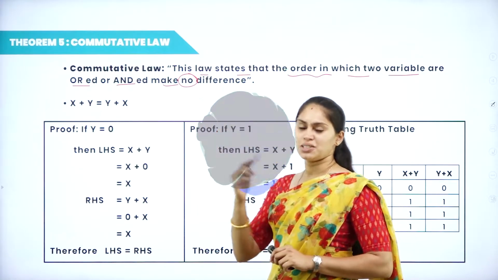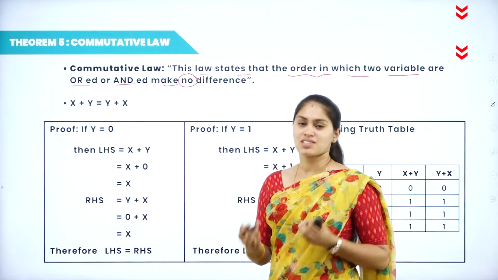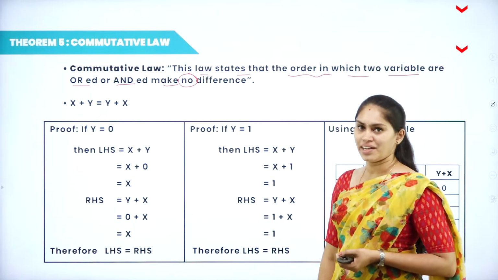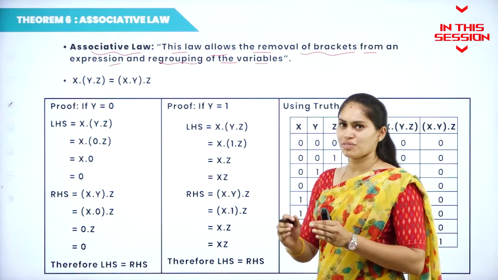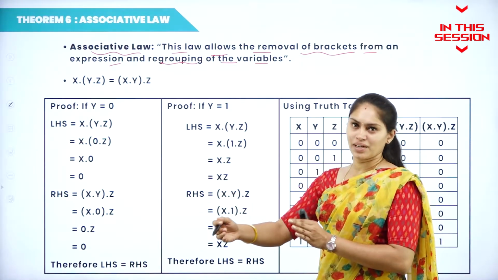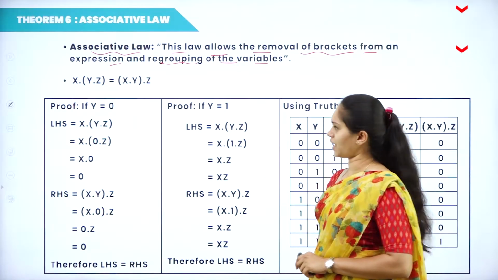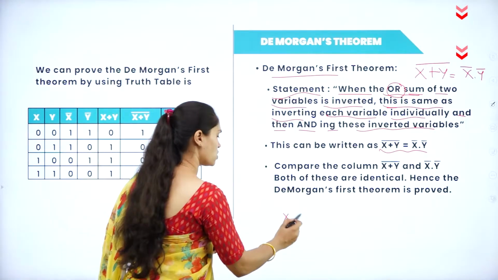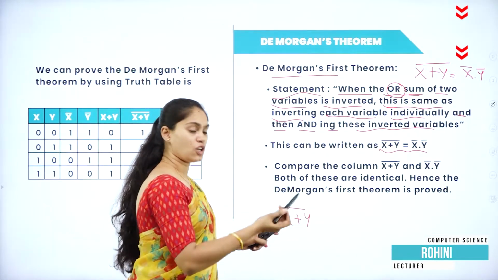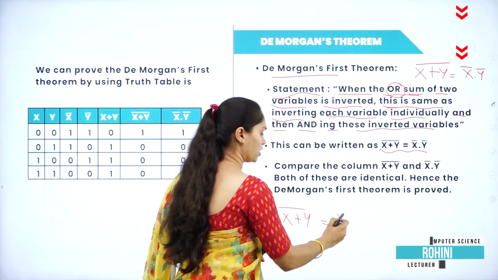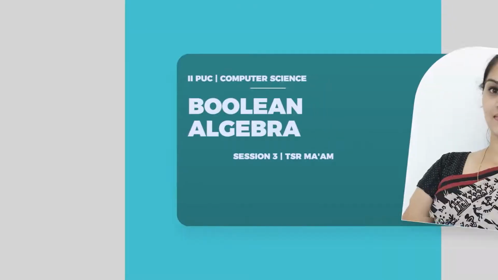Whether it is x plus y or y plus x, that doesn't make any changes. That is what the commutative law says. We are just going to remove the brackets and use those variables to regroup it. That will be possible with the help of the associative law. If it is x plus y, then it is an OR gate. If it is inverted, it is a NOR gate. So NOR gate is equal to the inverted variables, x bar and y bar.